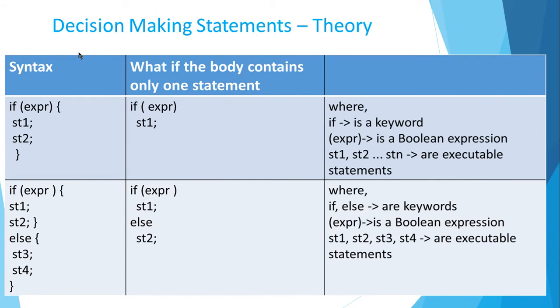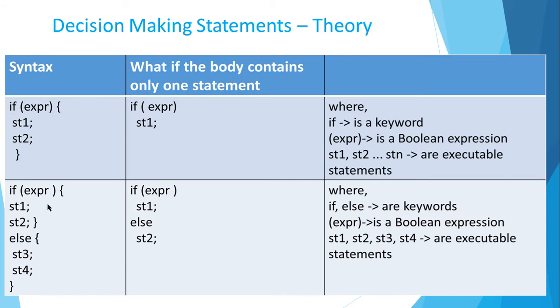Now let us see some decision making statements. We have learned this in 11th standard. If is of 3 types. If can be written without any else if and else. This is an if. The expression has to be a boolean value. If is a keyword, expression is a boolean value, statement 1 and 2 are the statements within the brackets. If I am going to write only one statement in if, then I need not write a bracket, I can directly write the statement. Only one statement, you do not need curly brackets.